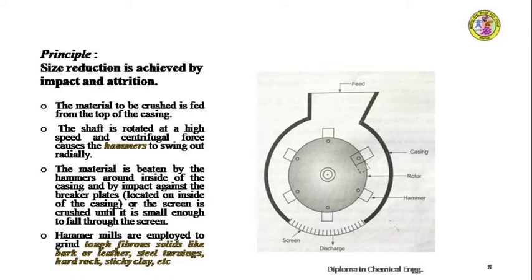The material to be crushed enters from the top opening. Then the shaft is rotated at high speed, which in turn rotates the disc along with the swinging hammers at a very high speed. The hammers swing out radially during this rotation, so they impart a great force on the material coming from the top, and it is crushed to smaller sizes due to impact.